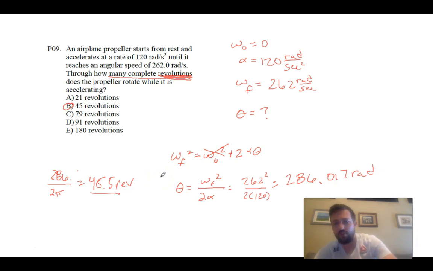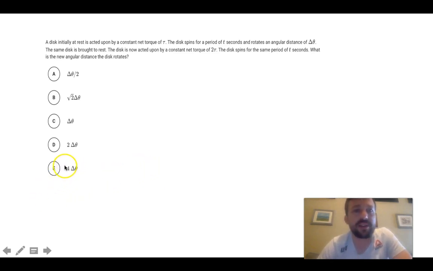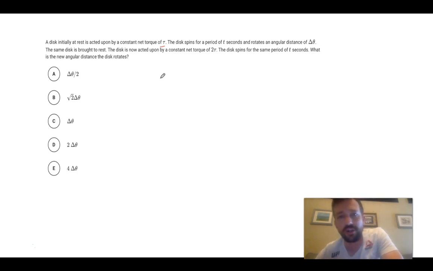Okay, let's go forward. The disk initially at rest is acted upon by a constant net torque of T. Remember, like I said, torque is going to accelerate it, okay? So when they say torque, it's making it accelerate. The disk spins for a period of time t seconds and rotates through an angular distance theta. The same disk is brought to rest. Now the disk is acted upon with 2T torque. So more force is applied to it now. The disk spins for the same period of time. What is the new angular distance the disk rotates?